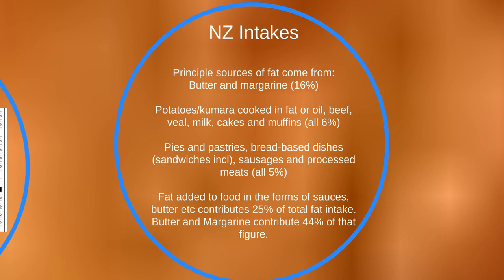So, kiwis. How do we get on and where do we get our fat from? Principal sources of fat still come from butter and margarine. So this is from a census from 2011, the most recent one I could lay my hands on.